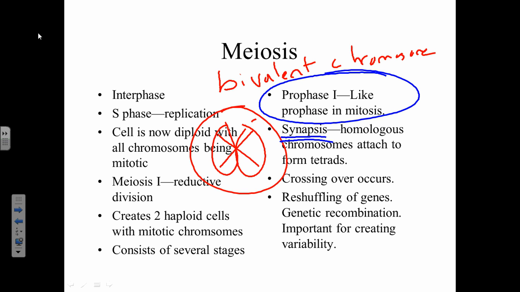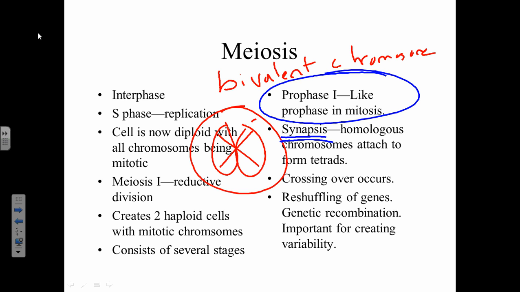Do you ever see the word synapse? What does that mean? If we say two people, they really synapse. What does that mean? I've never heard that word. It means they connect. Oh. They connect. So synapsis means connecting. And it's when the homologous chromosomes attach to each other.